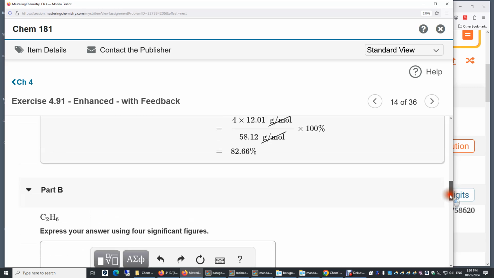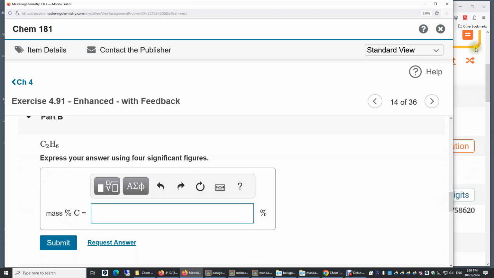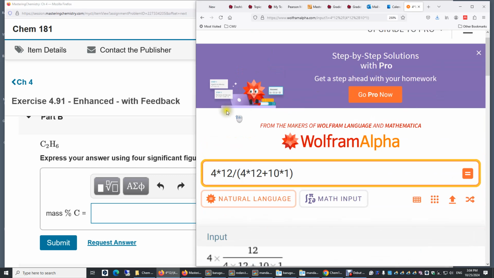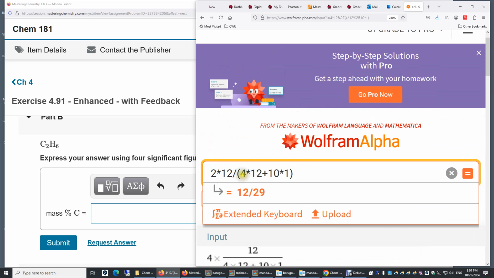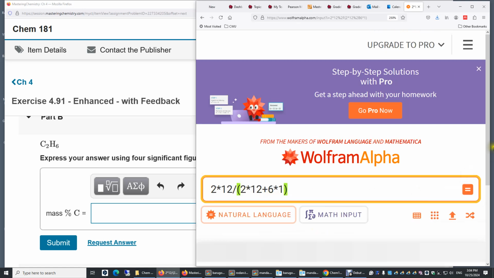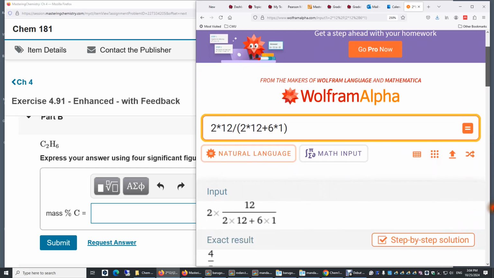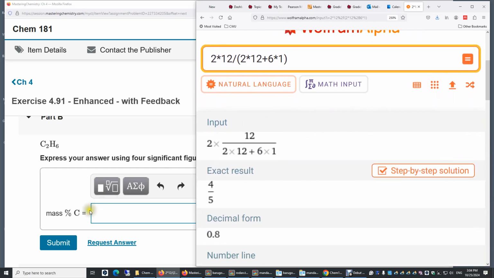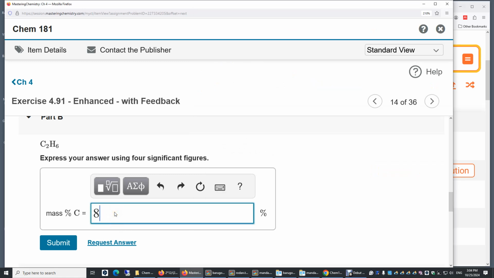Carbon 2, hydrogen 6, similar calculation. It's just we have only 2 carbon atoms, right? 2 carbon atoms and 6 hydrogen atoms. Right, we just make the change correspondingly. We'll get 80%, so I'm gonna just enter 80.00 with 4 sig figs. Again, there's gonna be some rounding errors. Let's take a look.